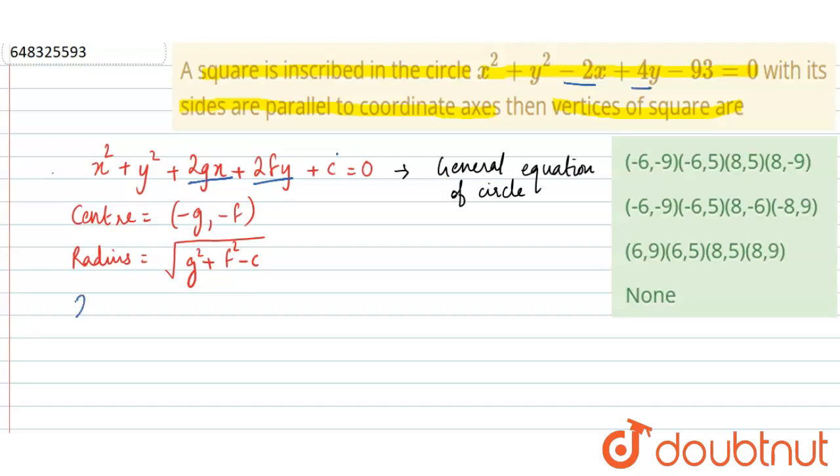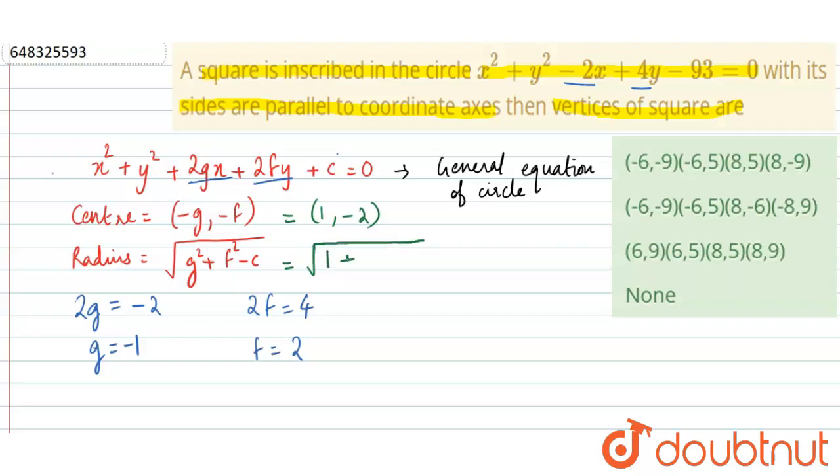So let's write that here. 2g is equal to minus 2 and 2f is equal to 4, which gives us g is equal to minus 1 and f is equal to 2. So this gives us the center as minus g comma minus f. So center becomes 1 comma minus 2 and radius becomes equal to root of g square plus f square minus c, and g and f we have already found.